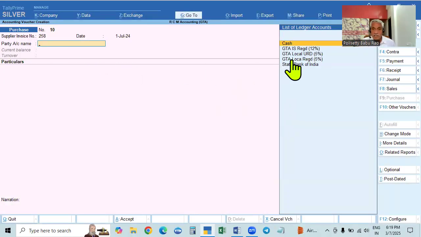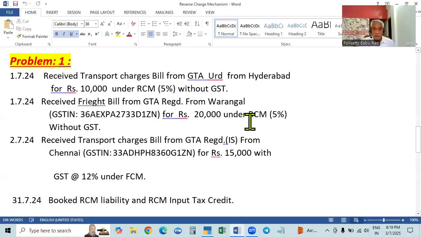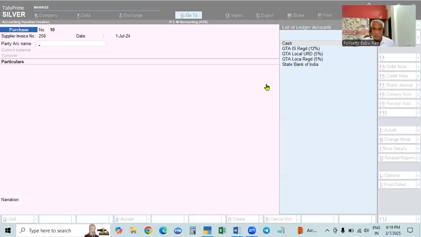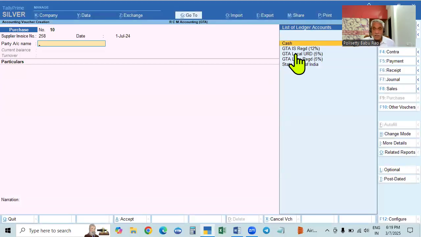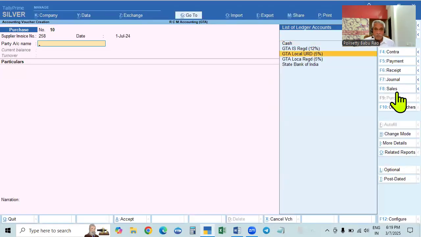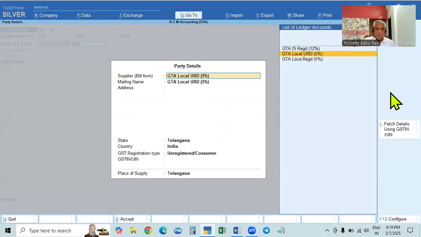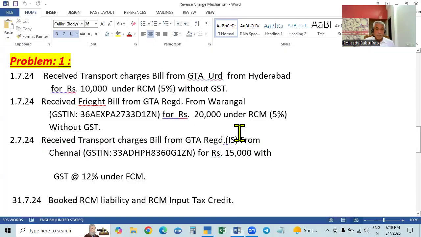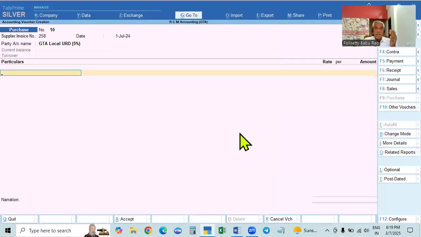Local registered, unregistered is local only. Hyderabad means our state only, that is, Telangana. So unregistered dealer 5%. Okay. So unregistered dealer 5% on RCM. So select that. Accept. Unregistered dealer, the same state. Accept. Now here, the service charges, that is, the transport charges the GTA will charge, for RCM.